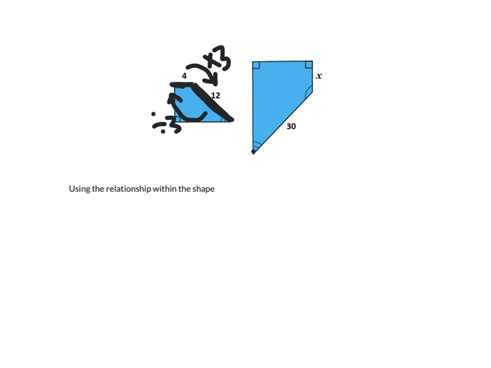So looking at this 30, I know I don't want to times it by 3 because that would create a really big number, and I know that x is smaller than 30. So I know that I need to use that division rule. I need to say 30 divided by 3 will give me my missing side.